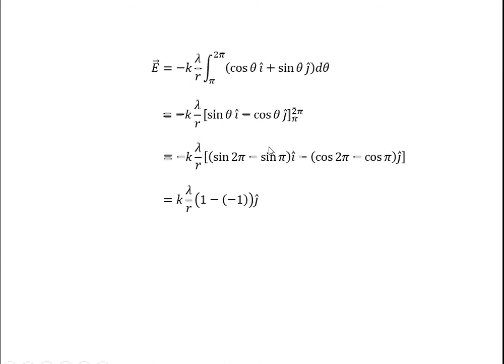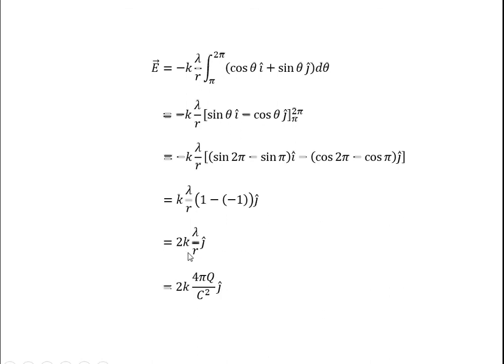No cancellation even required. And for the j component, cosine of 2 pi is 1. Cosine of pi is negative 1. So we really have 1 minus negative 1 showing up here. I have also taken the negative in front of the entire expression and canceled it with the negative or subtraction here. That's how this ends up being a positive. 1 minus negative 1 is 2, so this is 2k lambda over r times j.